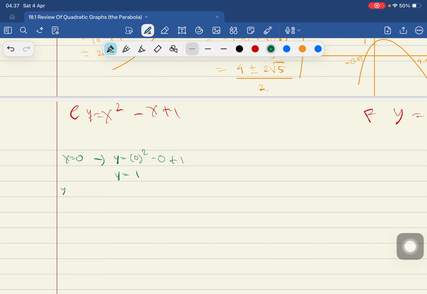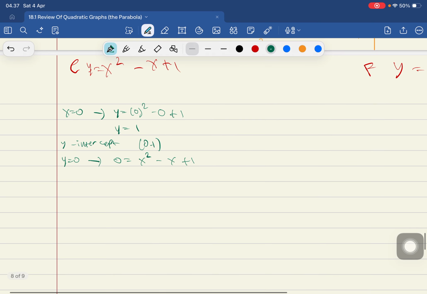So the y-intercept is (0, 1). Next, let's find the x-intercept, which is when y equal to 0. So 0 equal to x squared minus x plus 1. Can we factorize it? We need to figure out if we can factorize it. If we can't, let's check if they have real roots, the x-intercepts.